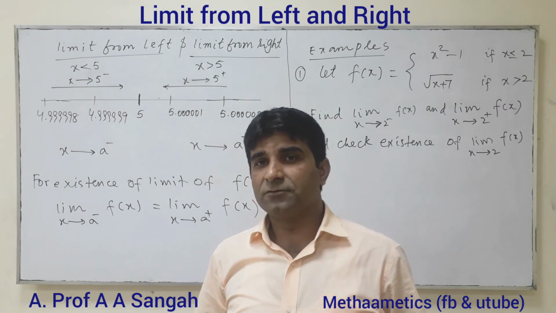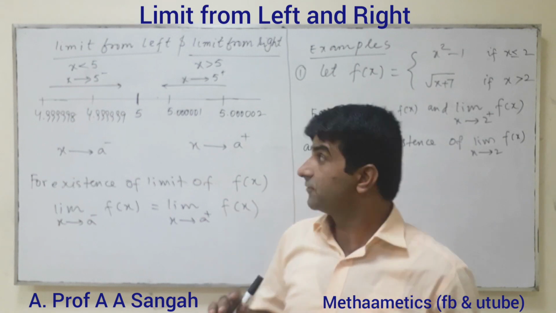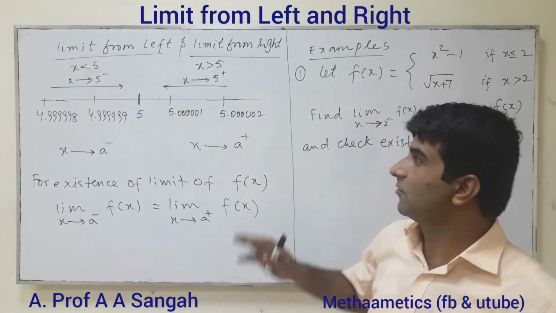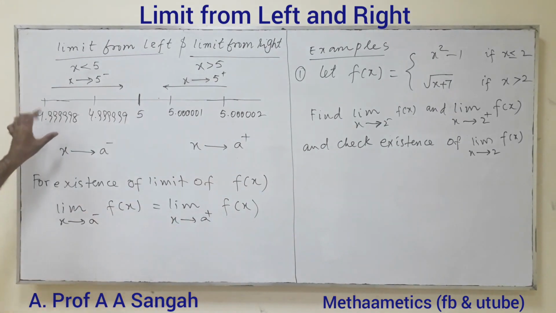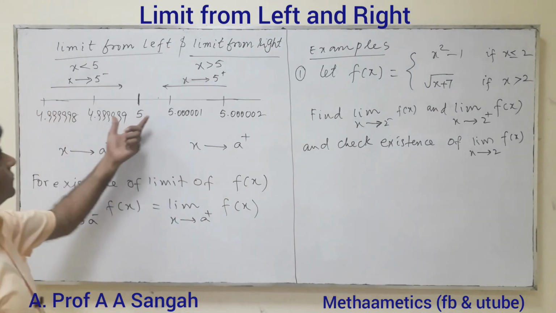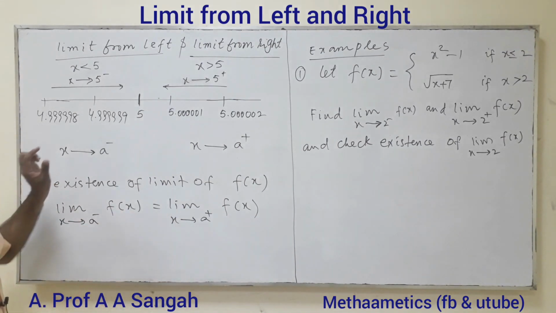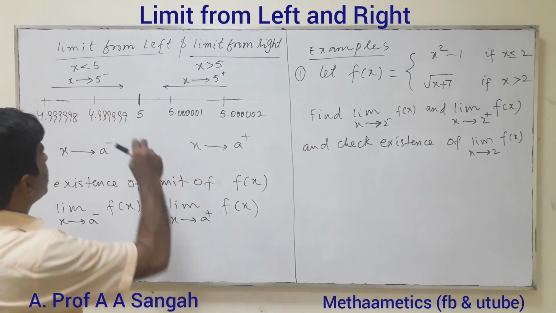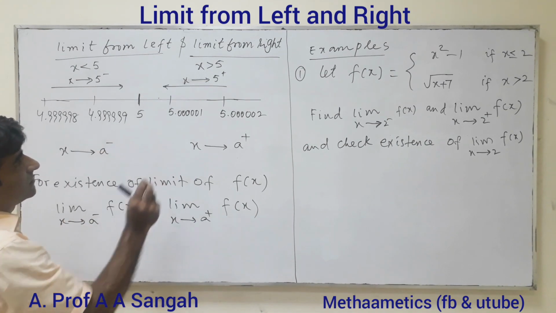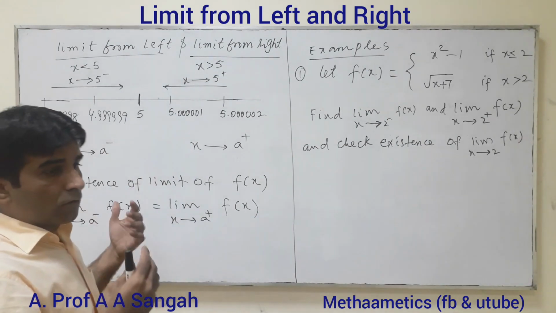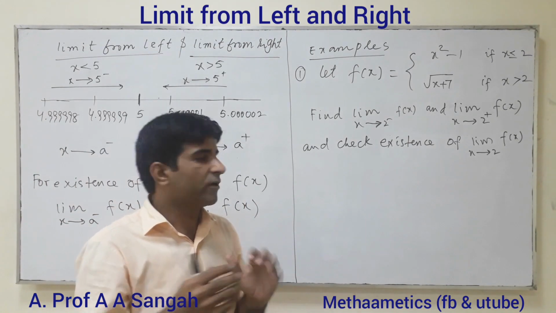In this lecture, we will discuss left hand and right hand limit. In the previous example, we already discussed limit, and we also discussed the meaning of x tends to a. What is the meaning of x tends to a? Actually, the meaning of x tends to a is that the value of x comes closer and closer to the value of a.